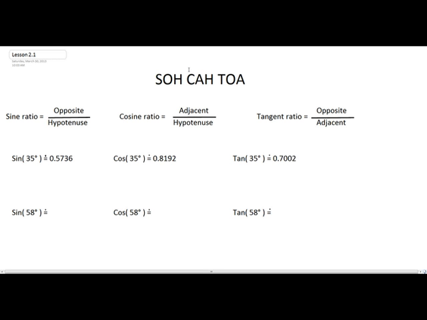So what I want you to do now is try the same thing, inputting the sine of 58 degrees, cos of 58, and tan of 58. Pause the video and give that a shot.